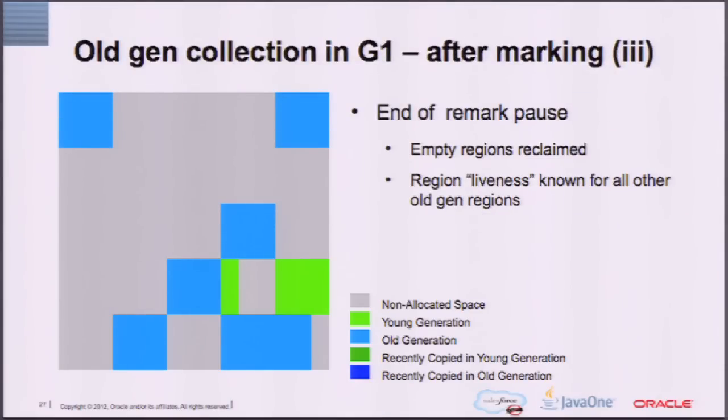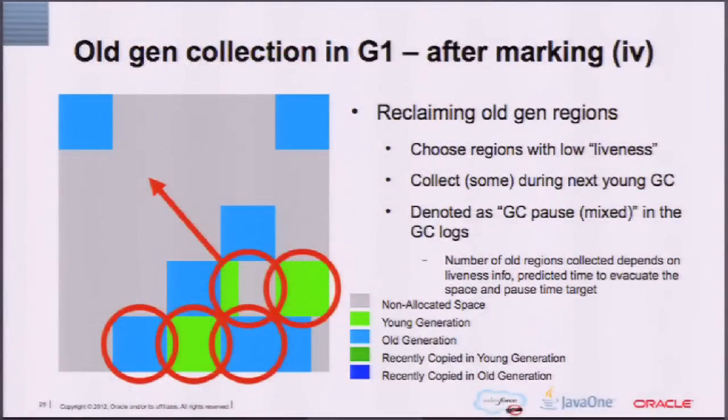So as I mentioned, at the end of this remark phase, you can see here these two regions that were marked with the red X are now gone. They've been reclaimed. And we know this liveness information, or we have a sense of how costly it's going to be to evacuate or collect another old generation region. So the way that we go about reclaiming old generation regions is we choose the regions that have the lowest liveness. Maybe a better way to say this is those that have the least cost associated with it from a duration of time perspective. And then we collect some of those at the same time as we do the next young GC. So there's no separate pause to do a collection for old generation. We do that at the same time as a minor GC.